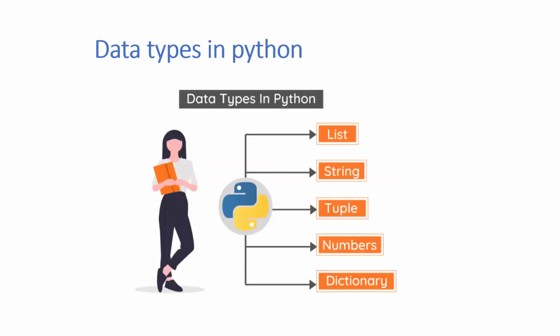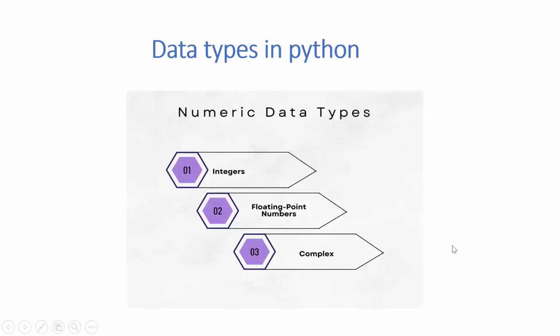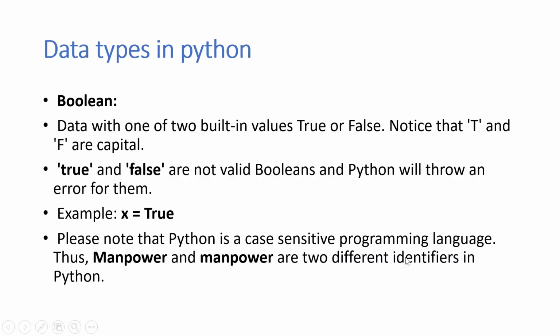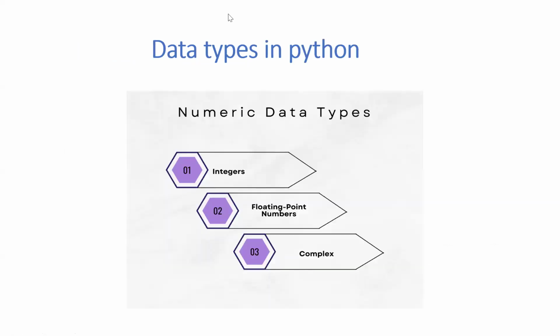Now let's see the different data types: list, string, tuple, numbers, and dictionary. Data types in Python: one is numeric data types, which are integers, floating point numbers, and complex numbers. Now let's discuss the data types in Python. Second, we have to know the numeric data types. Numeric are integers, floating point numbers, and complex numbers.